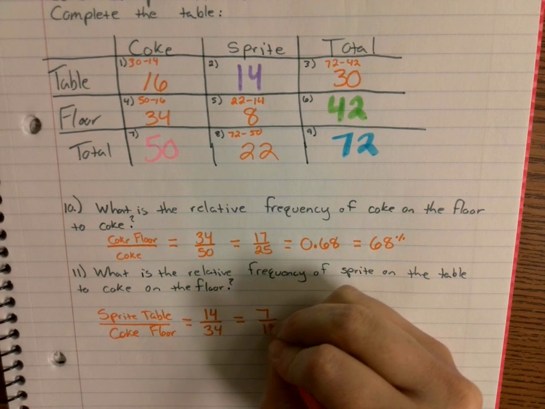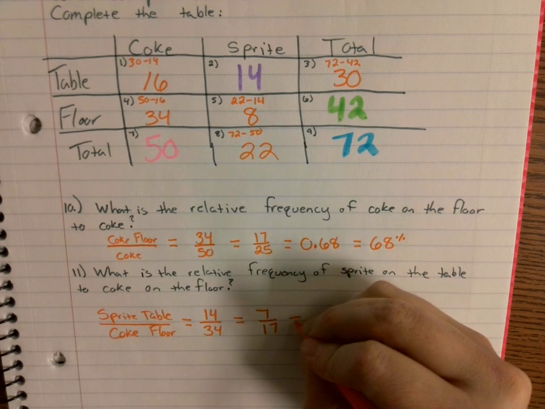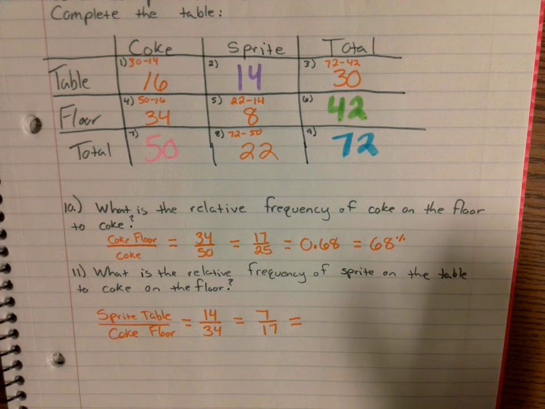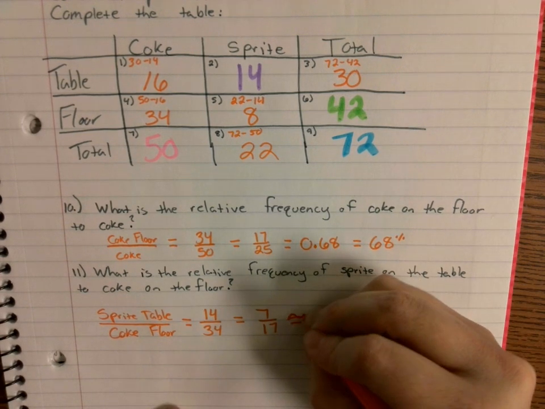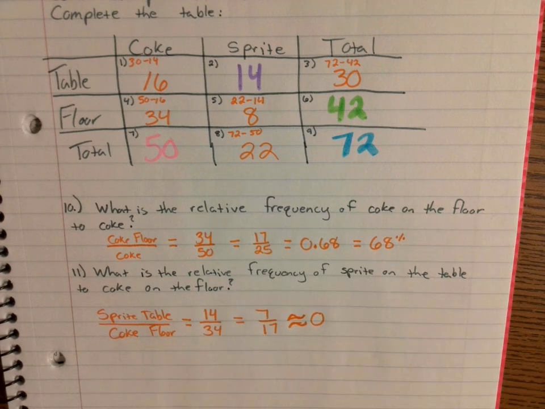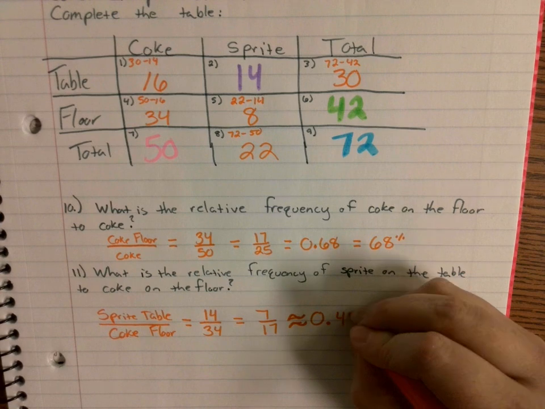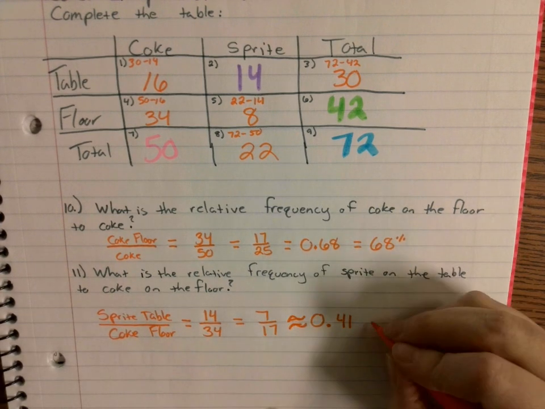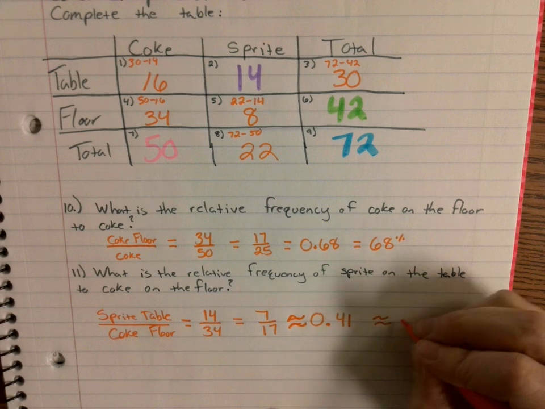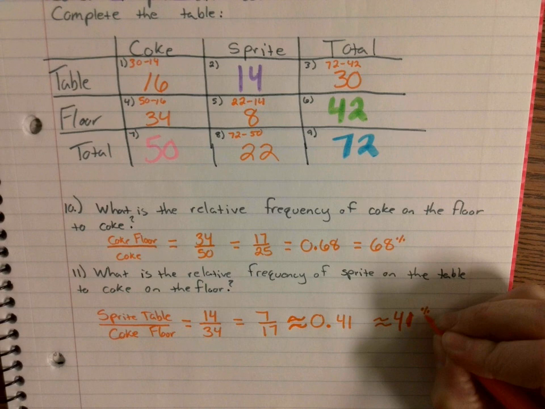When we do 7 divided by 17, we are going to get an irrational value. It's going to keep going with no rhyme or reason. But we're going to go ahead and estimate it. So I'm actually not going to put equals. I'm going to put an estimate. It's estimated, or approximately, 0.41, because it's like 0.411 something. And then when we multiply that by 100, again, it's approximately 41.1%. Okay, any questions?